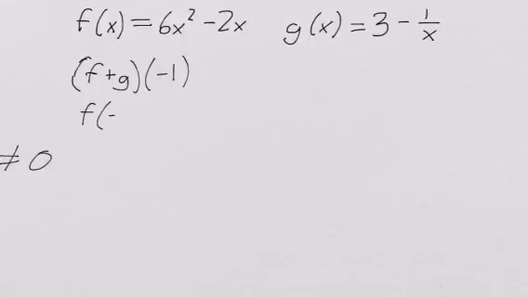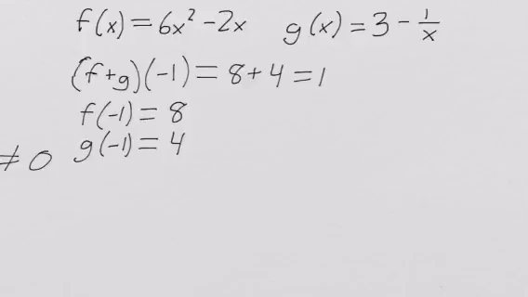So we can look at f of negative 1 and g of negative 1. F of negative 1, so I plug negative 1 into f, I get 6 minus negative 2, so that's going to be positive 8. G of negative 1, I get 3 minus a negative 1, so 3 plus 1 is 4. And then f plus g is going to be 8 plus 4, which is 12.